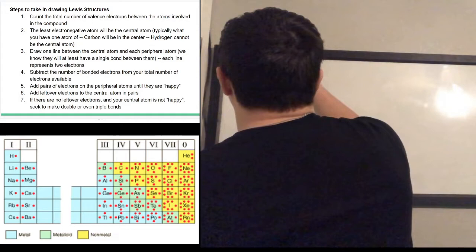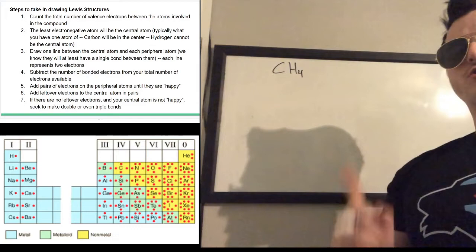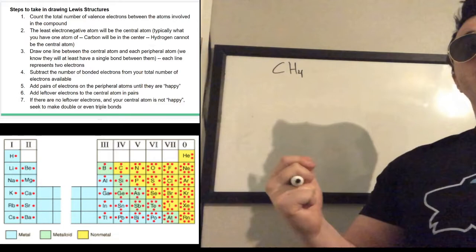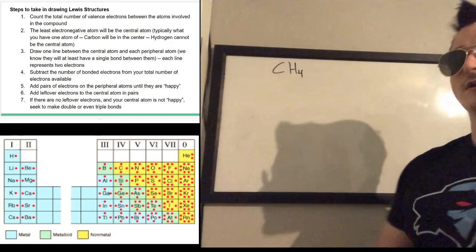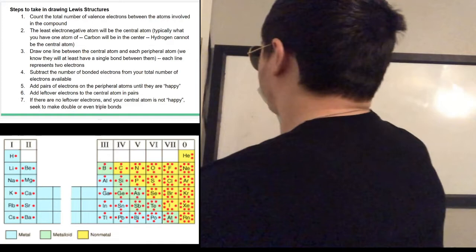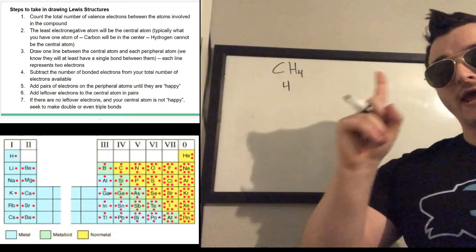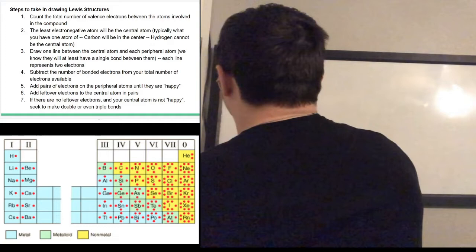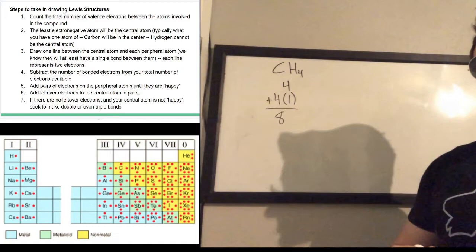The first step any time you are drawing one of these structures is to count up how many electrons you actually have. You want to make sure that all of your electrons are represented, and you certainly don't want to have more than are actually present. And so we have to reference where each of these elements are located on the periodic table. Carbon is in family 4A and therefore has 4 valence electrons. Hydrogen is in family 1A and therefore only has one valence electron. However, there are four of them, so we're going to take that one and multiply by four. We add that all up, and we have eight total electrons, which means when we are done drawing our structure, we will have eight electrons represented.